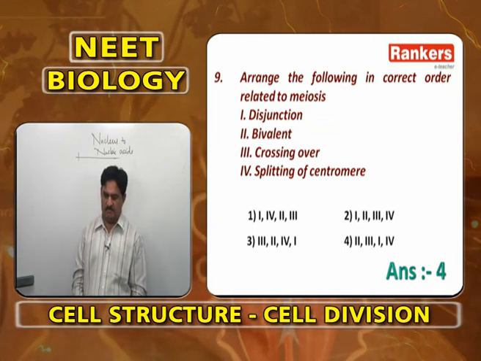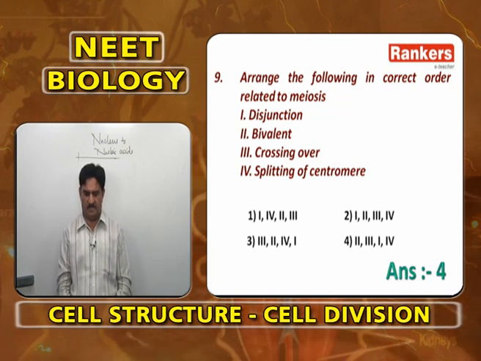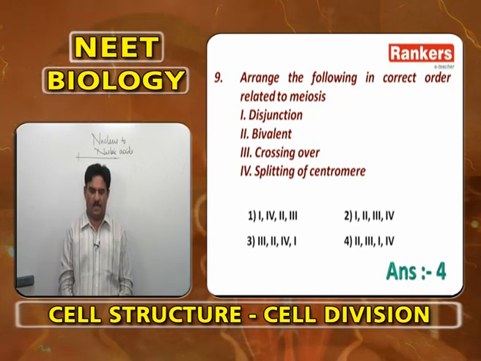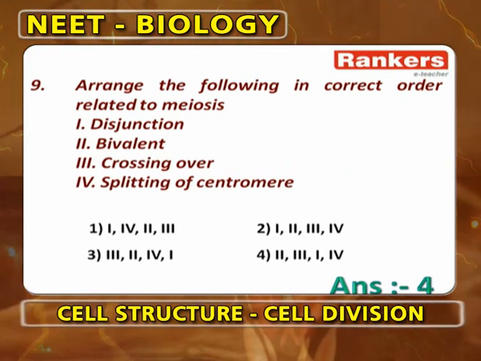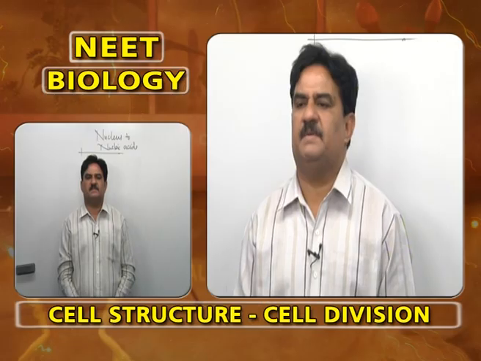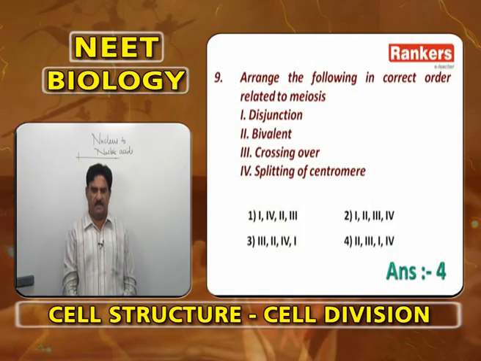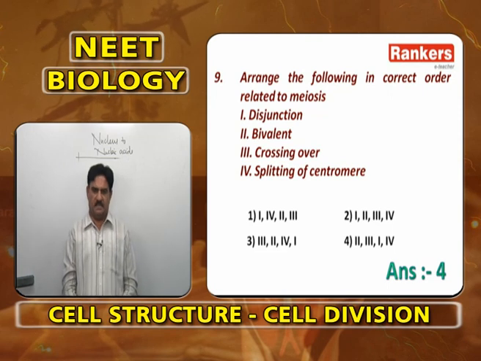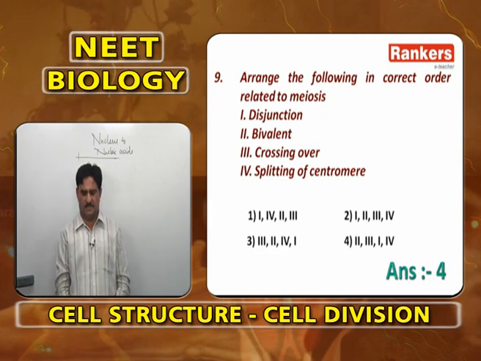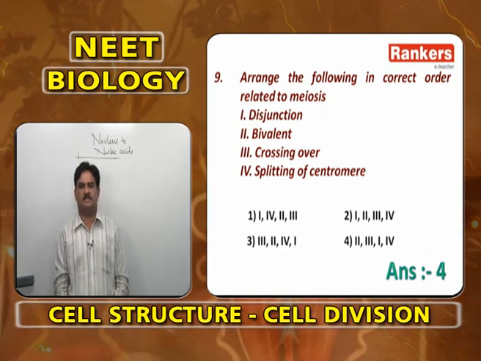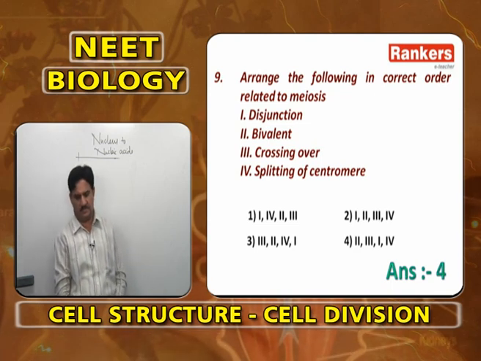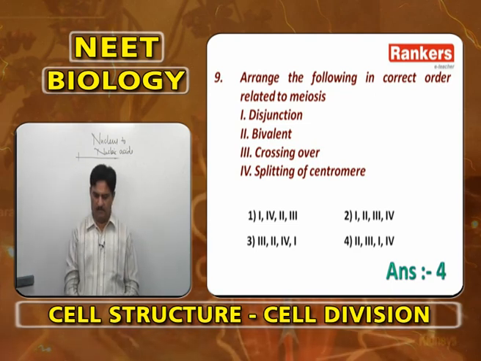So the order is bivalent, crossing over: 2, 3, 1, 4. Because bivalent formation occurs in zygotene, crossing over occurs in pachytene, disjunction occurs in anaphase 1. Bivalent and crossing over are in prophase 1. Disjunction occurs in anaphase 1. Splitting of centromere of chromosome occurs in anaphase 2. The order is 2, 3, 1, 4.